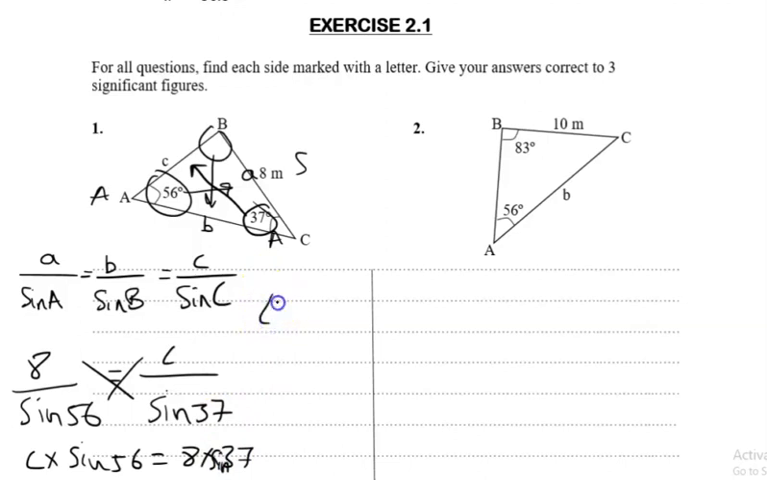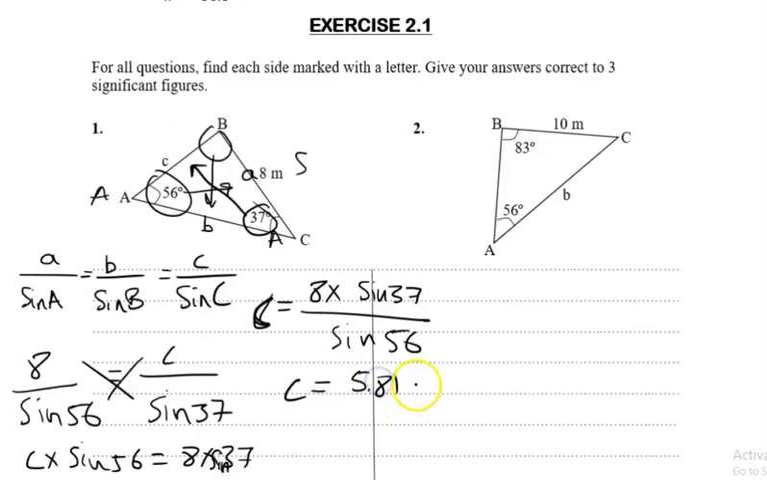So c is going to equal 8 times sine 37 divided by sine 56. So c is going to equal 5.81 meters. Now this is correct to 3 significant figures.